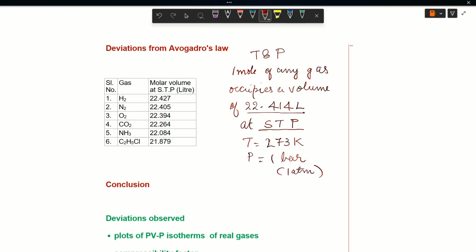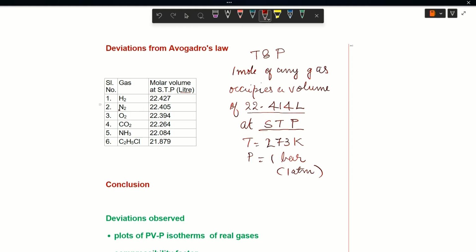Now, if all gases show ideal behavior, and I take the volume of 1 mole of a gas at STP, every gas should have exactly 22.414 liters. But on experimental determination, it has been found that for hydrogen it is 22.427 liters at STP, for 1 mole. It is also known as molar volume, the volume of 1 mole.